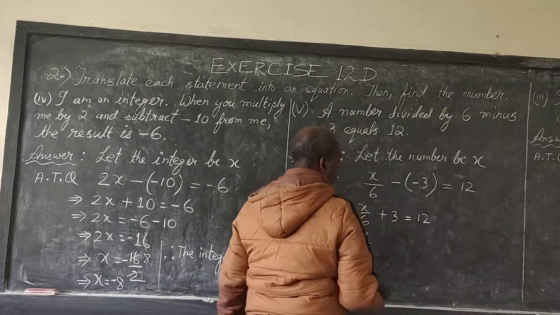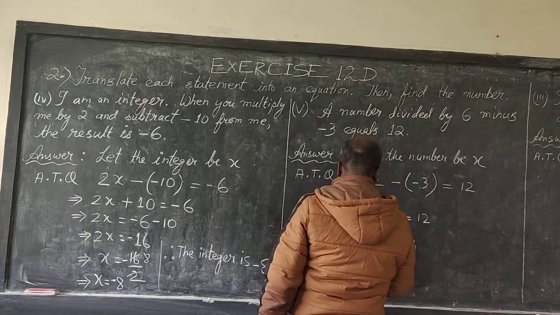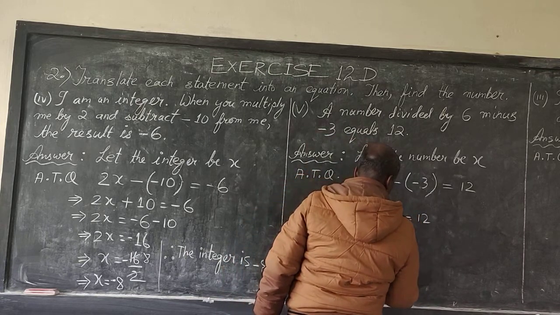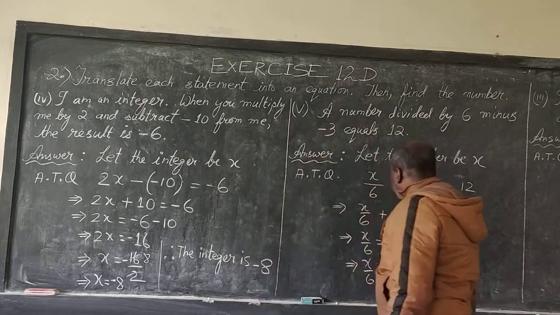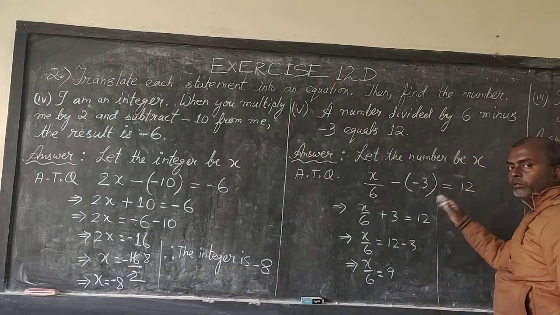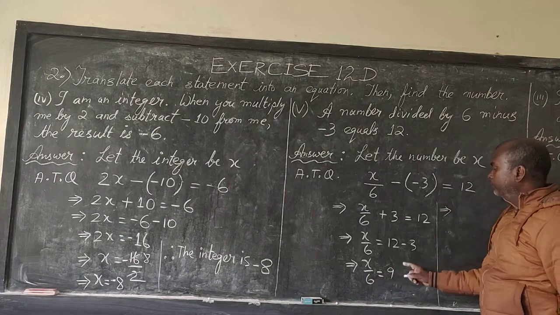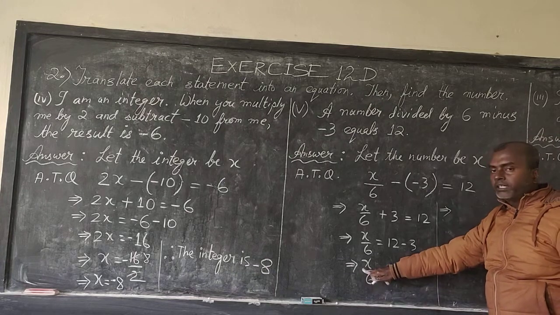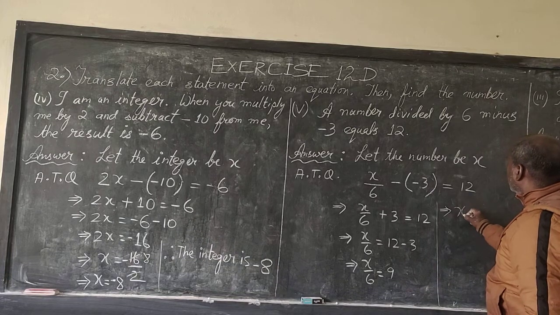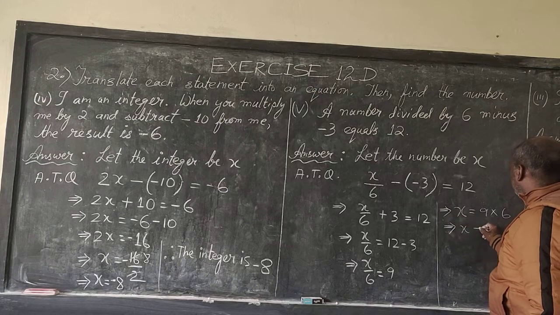Let's see the shifting method again. Plus 3 goes on the other side, becoming minus 3. 12 minus 3 is 9. Running out of space, so I am drawing a line here so that I can do this side. Now, shifting method, divided by 6, which is attached to x, will go on the other side as multiplied by 6. So 9 into 6. So what do you get for x? 54.